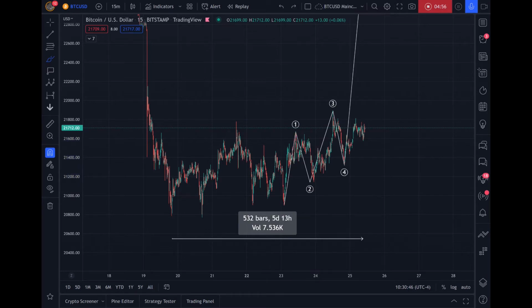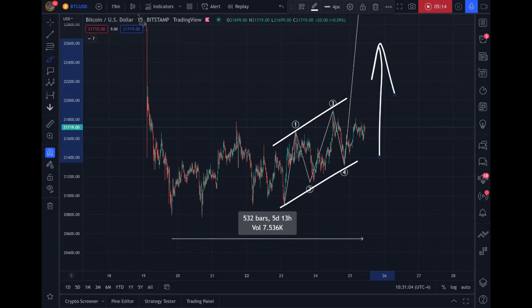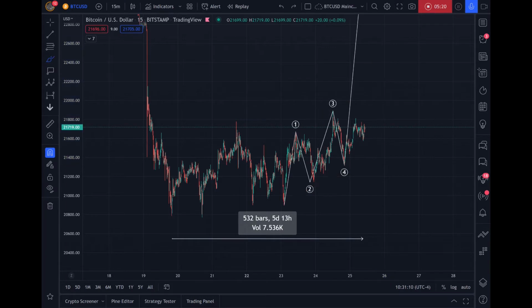Okay, so you're getting a leading diagonal here, and the really cool thing about a leading diagonal is, as you can see, this is why we call it a leading diagonal, because it forms a really nice diagonal. It's basically both consolidation and impulsive price action all at once, and it leads to impulsive extended wave fives. Okay, so we are anticipating an impulsive and extended wave five.